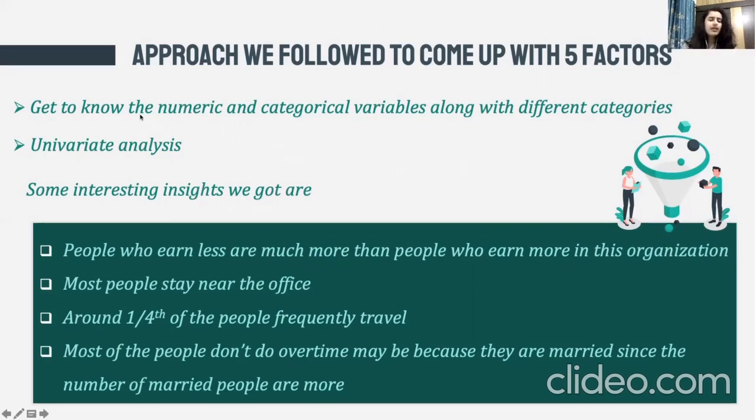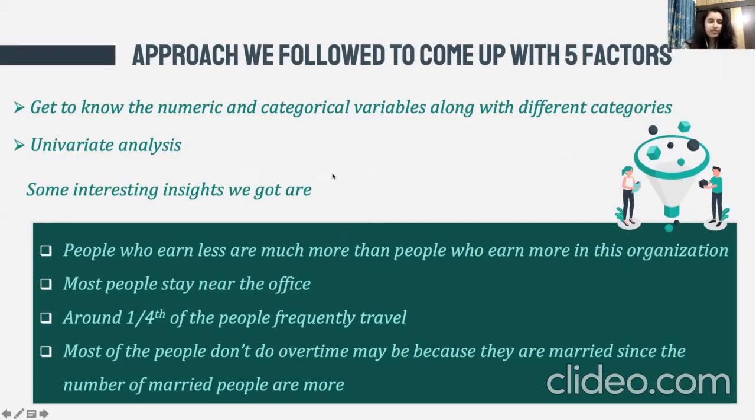The first step was to get to know the numeric and categorical variables, along with the different categories in our categorical variables. We found out that there were no null values and no duplicate values. The next step was univariate analysis, which was just to see the distribution of each variable. We plotted graphs for everything, all available in the EDA notebook, and some of the graphs will be explained by Pooja later.